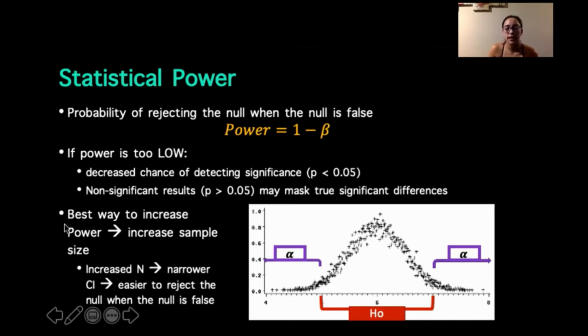The best way that you can increase power is to increase your sample size. Increasing your sample size, you will notice when you work on your practice problems, is going to narrow your confidence interval, which means when your confidence interval is narrower, it's easier to reject the null when the null is false, right? Because the more precise your confidence interval is, generally the more area you have outside of that to prove or disprove that the null hypothesis is true.